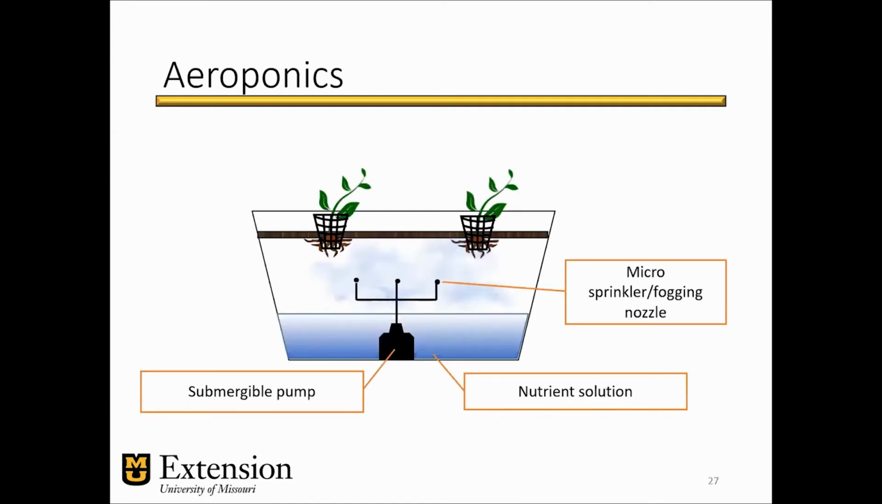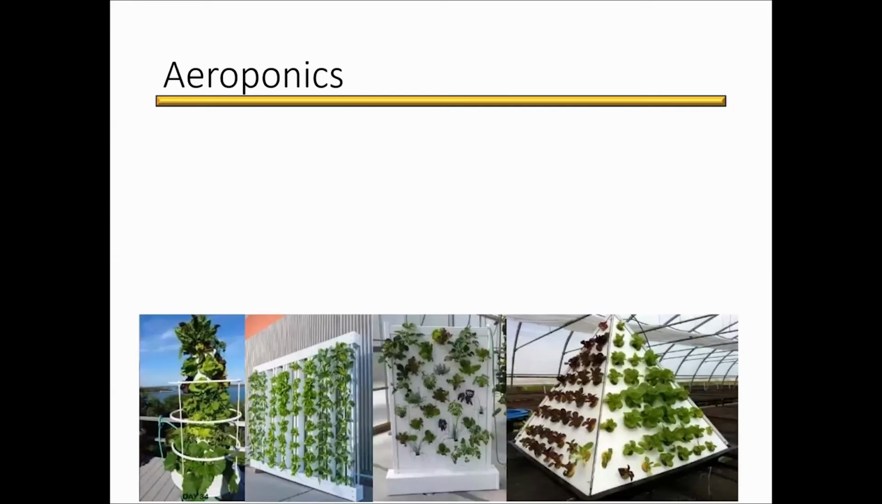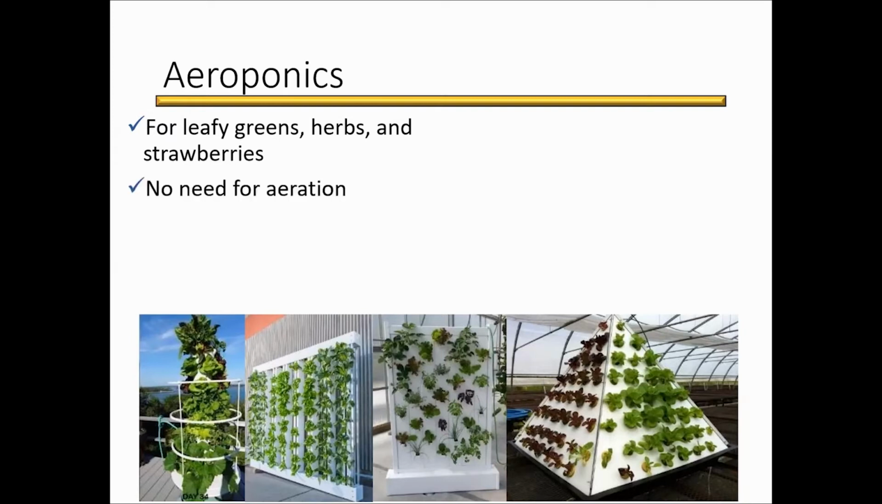Aeroponics is a simple construction. You have a pump and you have some misters or fogging nozzles that spray solution directly onto the roots of the plants. They are very adaptable in terms of the design, so you can put them anywhere. They're ideal for leafy greens, herbs, and strawberries. Forgot to mention that too with NFT systems, you can do strawberries with NFT systems. So there's no need for an aeration system.